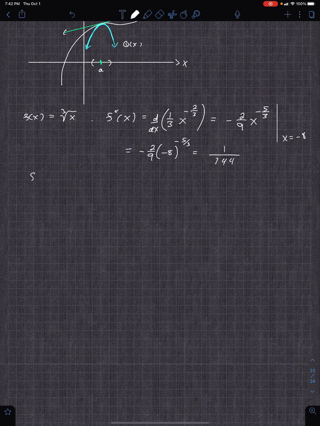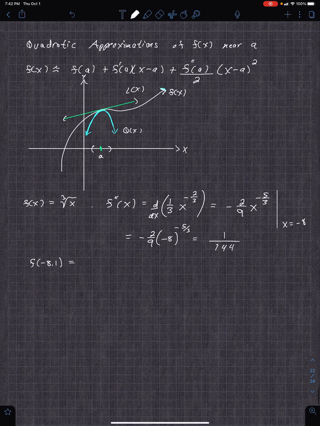So now f of -8.1 is equal to, so see what's happening here? This right here is L of x, which we already did. So we already did L of x. Now we're going to add the rest of it. We're going to add this part, which is my quadratic approximation. That's f double prime over 2 and the x minus a.